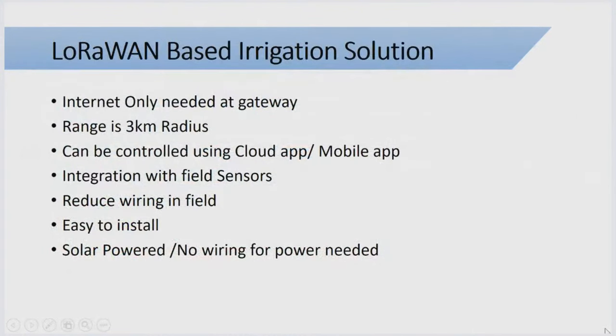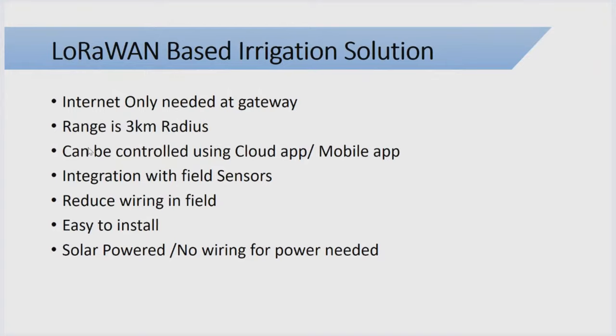And now we talk about the latest technology, that is LoRaWAN based. LoRaWAN is wide area. So there is some requirement of internet, but only gateways require the internet. The sensors don't require the internet. The range is theoretically 10 kilometers, but practically 3 kilometers is very much possible. And now we can control the irrigation via sensor-based method, via cloud app, mobile app, or it can be time-based, volumetric, and real-time-based. All these can be done using LoRaWAN-based systems.